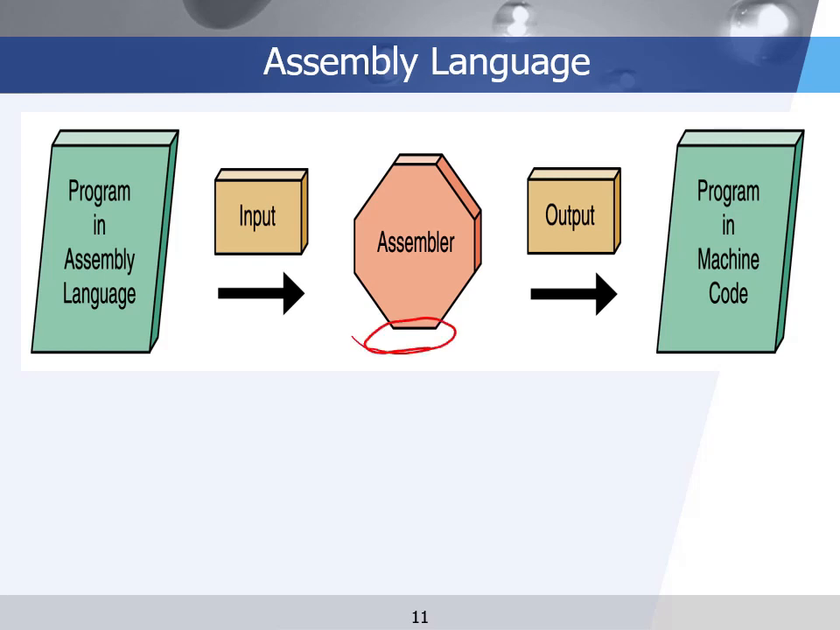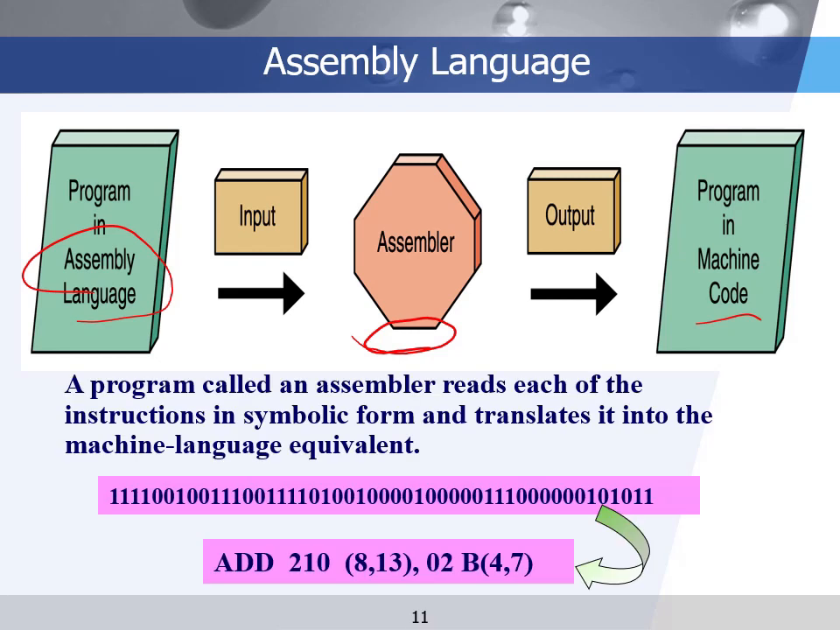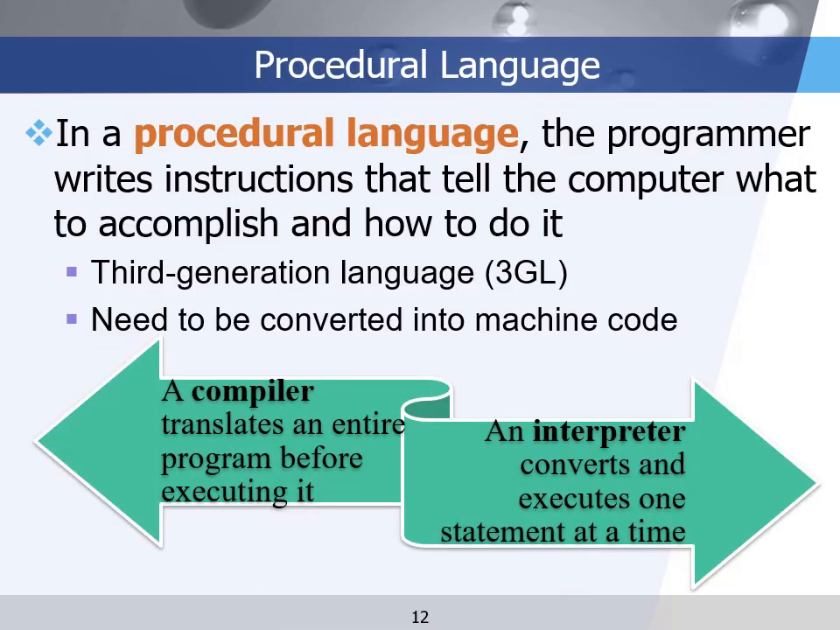The input of the assembler is the program in assembly language, and the output of the assembler is the machine code. So you have to use the assembler to translate your assembly language into the machine code so that the computer can run your program. Suppose your assembler reads this instruction, it will be translated into this one. The third generation programming language is easier to understand because we use more English keywords. And you also need a software to translate your program into the machine code.